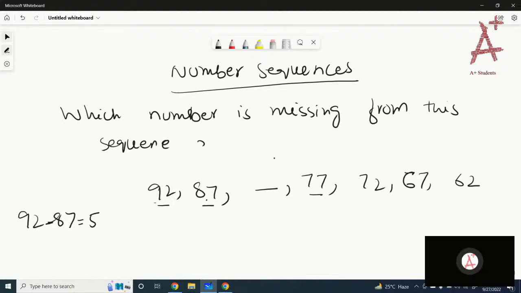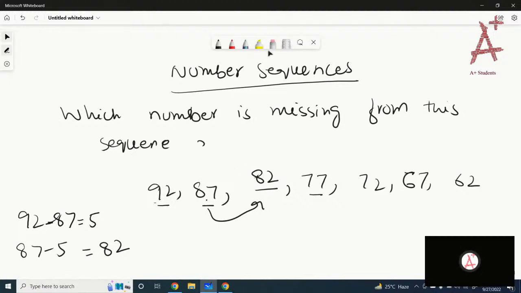Got it? So for the missing one, subtract 5 from 87. So 87 subtract 5 is 82. So that means the missing number is 82. Got it? The missing number is 82.